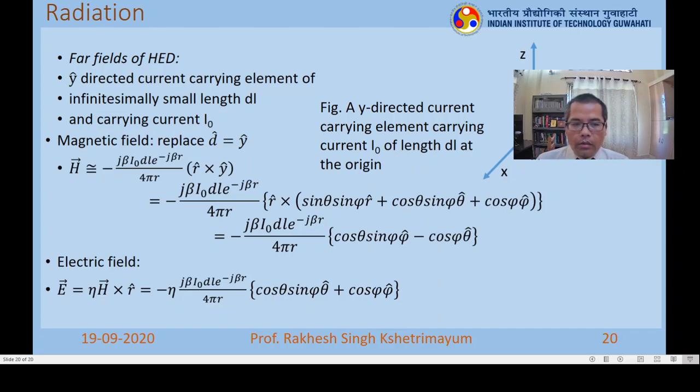Then we deduced the case of the arbitrarily oriented Hertz dipole in the XYZ region, and from that we again took the particular cases of the horizontal electric dipole and vertical electric dipole. In the vertical electric dipole, we observed that the electric field had only a theta component and the magnetic field a phi component, but for the horizontal electric dipole, both the electric field and magnetic field had theta and phi components.